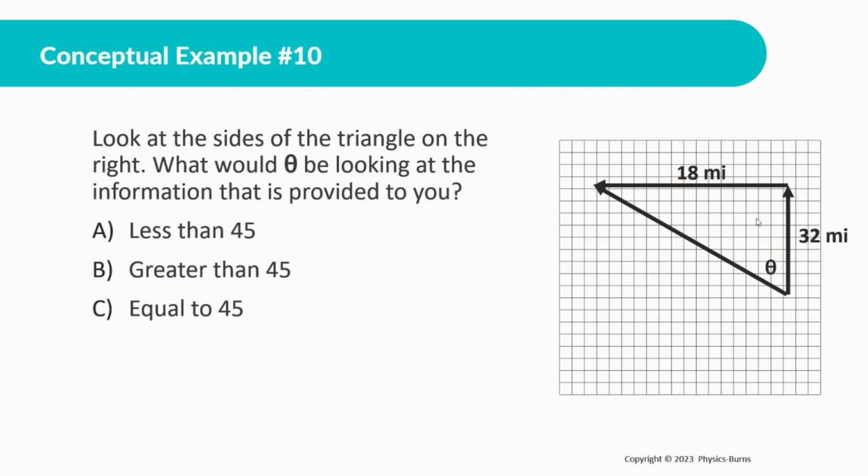Okay. Look at the side. What would theta be looking at? Again, this one is more. I've done so many of these, I don't want to talk too much about this. So this has to be less than 45 degrees. Again, look at the other examples if that was confusing.